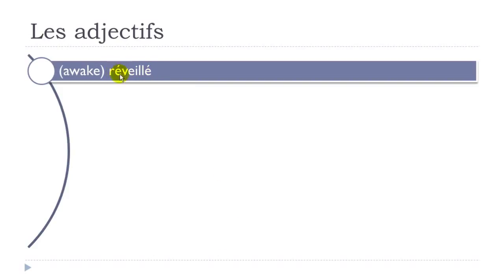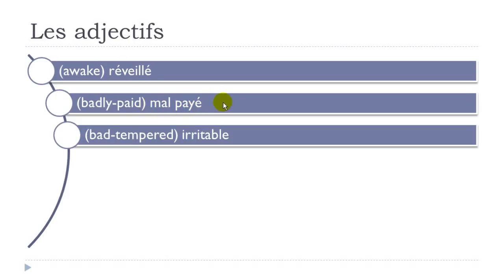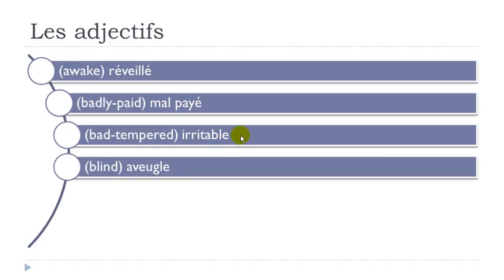Okay, so accent aigu here and here, so et, and then you get ei, and then double L, y, réveiller, réveiller. Mal payé, okay, remember when you get this y and two vowels, so payer, payer, mal payé. Irritable, don't insist on the final E. Aveugle, same thing, final E, not really present. So, aveugle, gle, aveugle.